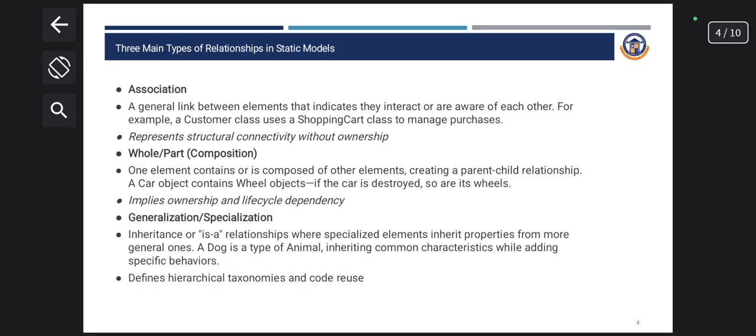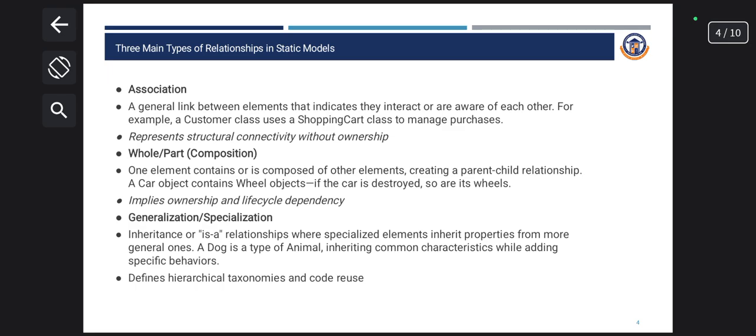The first one is association. This is a general link indicating awareness or interaction. So this is known as association. For example, a customer uses a shopping cart. There is no ownership, but they interact. Think of it as two colleagues communicating in a team.